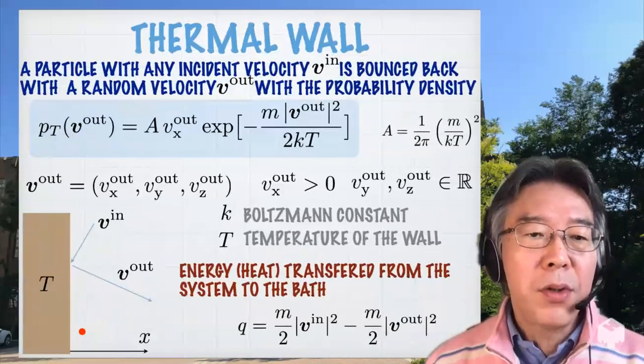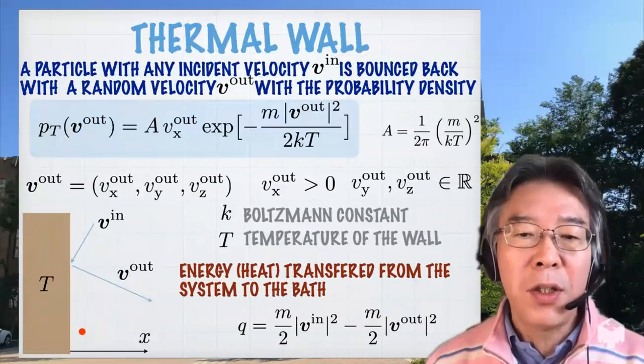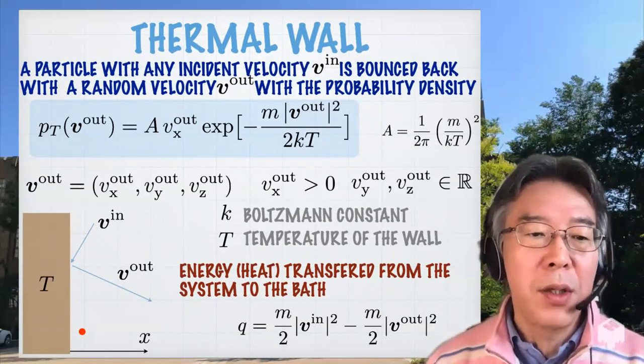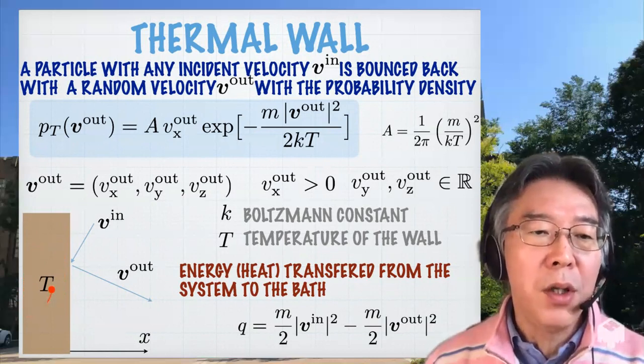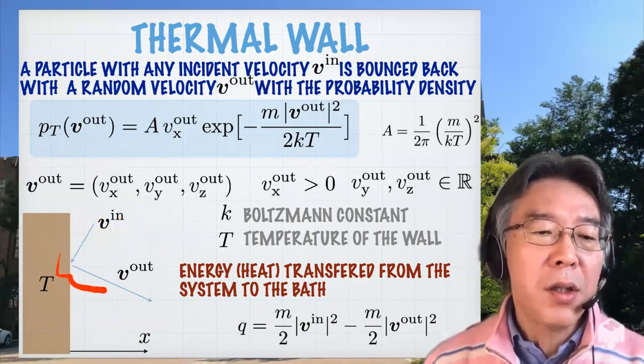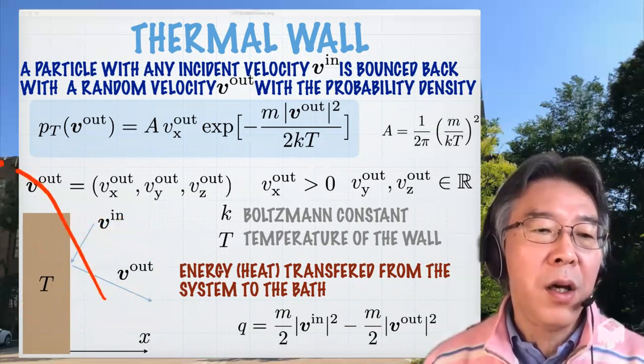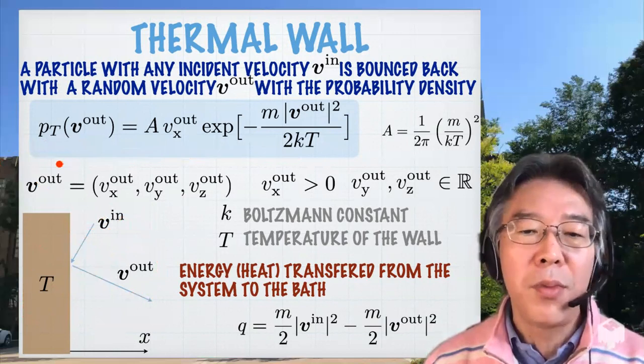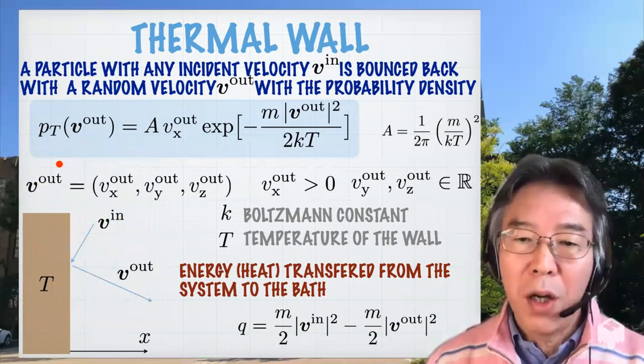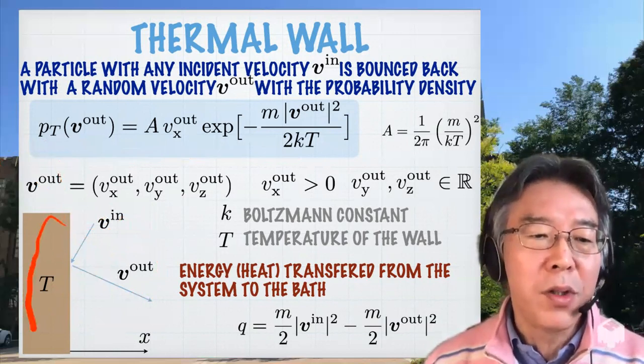Just one word about the thermal wall. It's an especially designed wall which describes a body with temperature T. Whatever the initial velocity of the particle is, it forgets the velocity, and it will come out from the wall with a new velocity V out, which obeys this probability distribution. This describes the effect of a wall with temperature T.